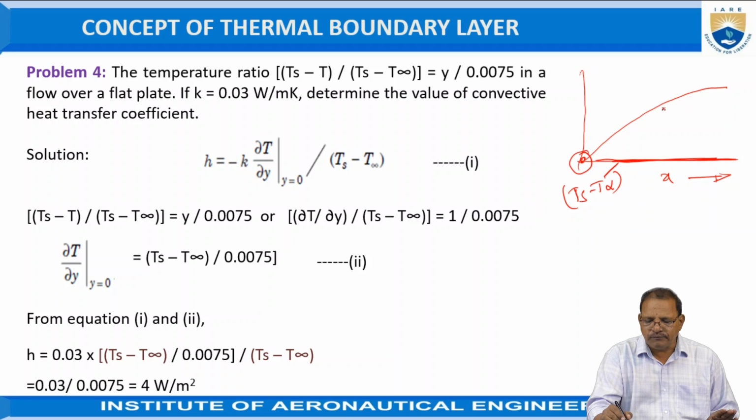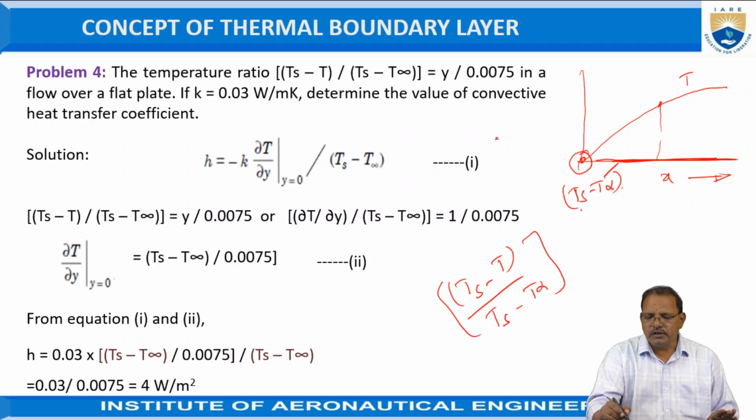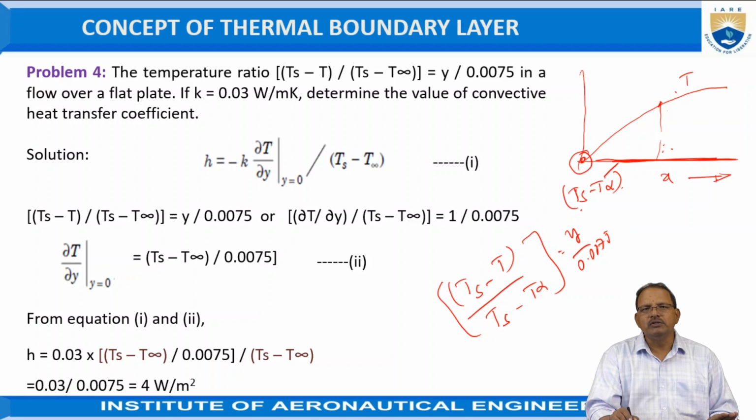Here at a distance y, the temperature is T, meaning the ratio (Ts minus T) divided by (Ts minus T alpha). This ratio is always a function of distance only, that is the boundary layer thickness, which is given as y divided by 0.0075. Just by using the relations, we have to determine the value of the convective heat transfer coefficient.